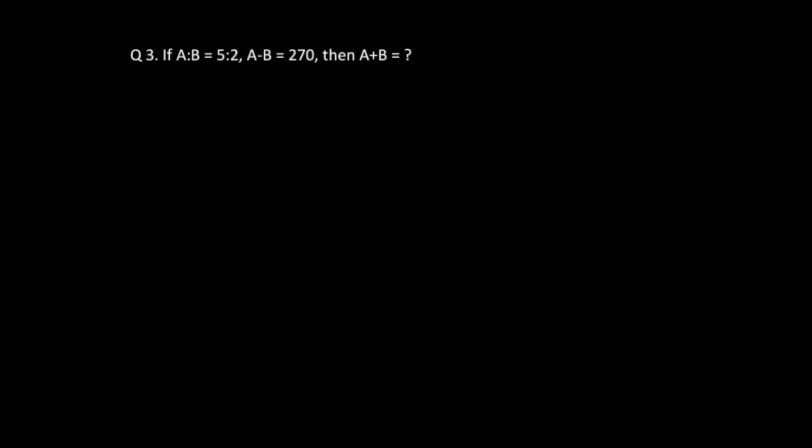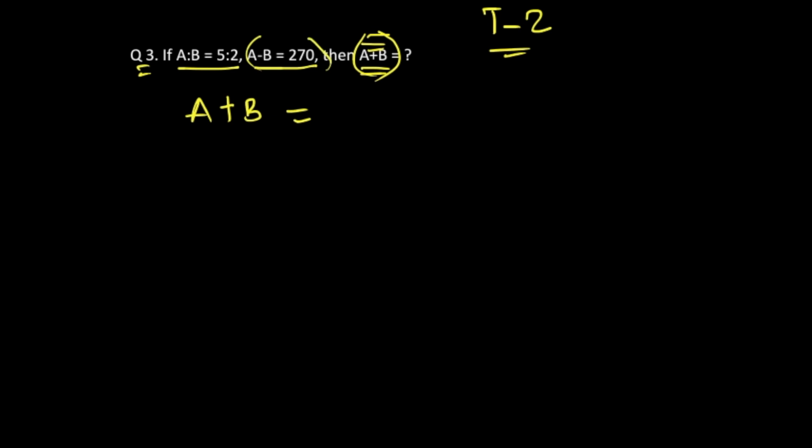Okay, in question number 3, we are given A is to B as 5 is to 2, and we are given A minus B as 270. We are supposed to find A plus B. So here this becomes our type 2, that is we are doing certain operations on the given ratio. Look at this expression which is to be found out. So we are supposed to find A plus B. How can we write A plus B with the given information in the question? So we know that we have been given A minus B. This expression we have to keep in our mind.